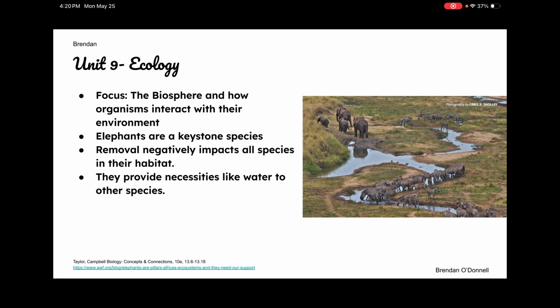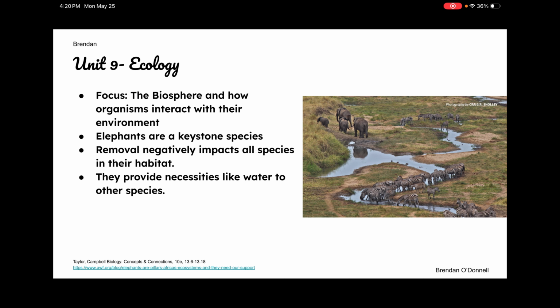Ecology focuses on the biosphere and how organisms interact with their environment. Elephants are what we call a keystone species. This means that their presence is critical to the survival of the entire ecosystem. Other animals, like zebras, rely heavily on elephants.